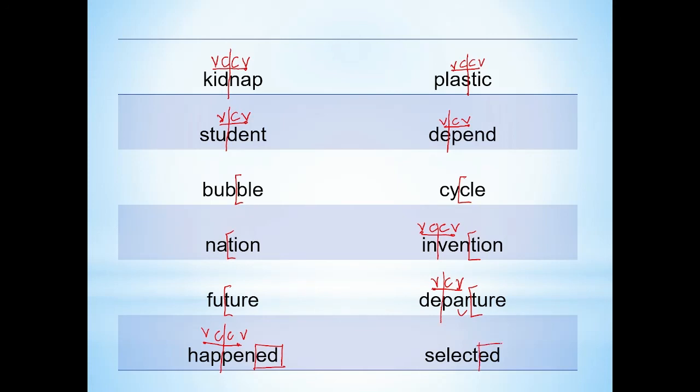Again we have ed here. So we box it. Code the vowels and consonants. We have the VCV pattern. So we break it after the first vowel. The word is selected. This is very, very useful for reading as well as spelling.